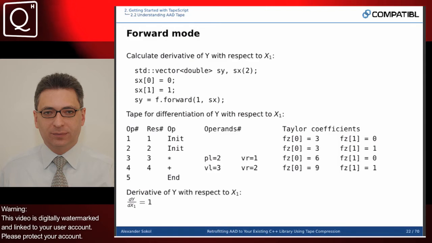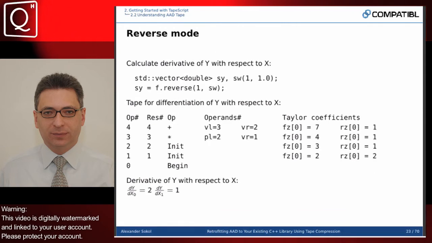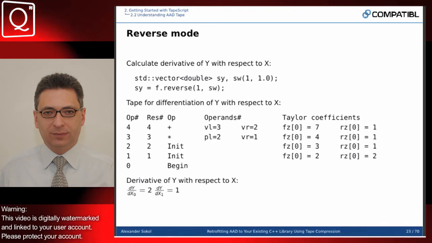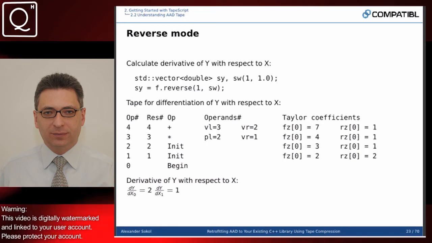Well, the magic happens in reverse mode. In reverse mode, you're doing the same thing in reverse. You initialize the vector of results, and then you call the reverse function to get the vector of inputs. What happens here is that the same tape is played backwards. So you start from the end, from plus, then multiply, then init, which is where you get your outputs.